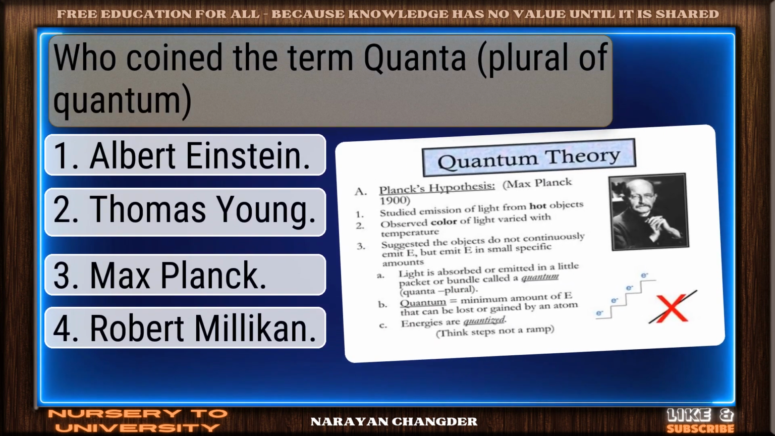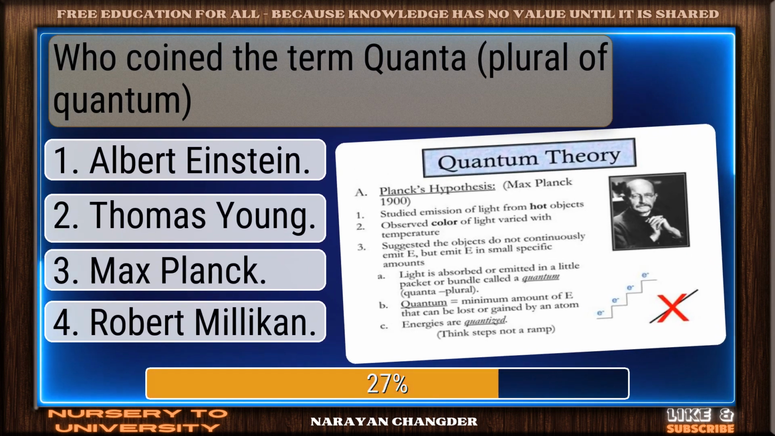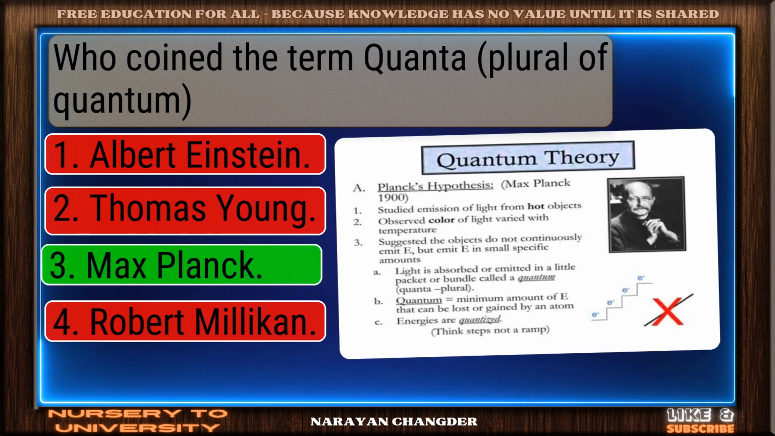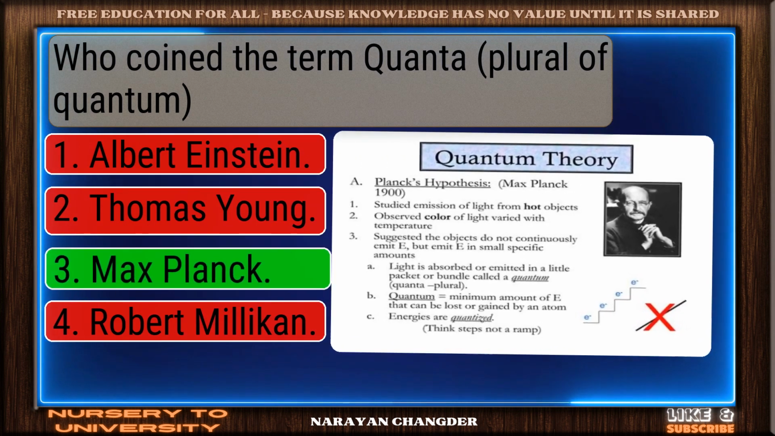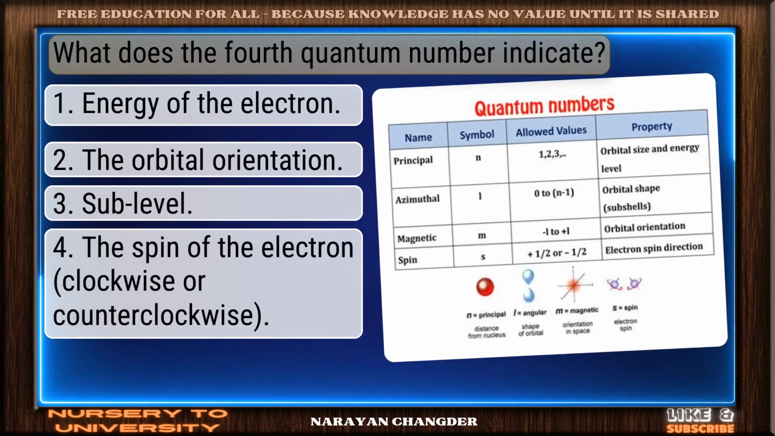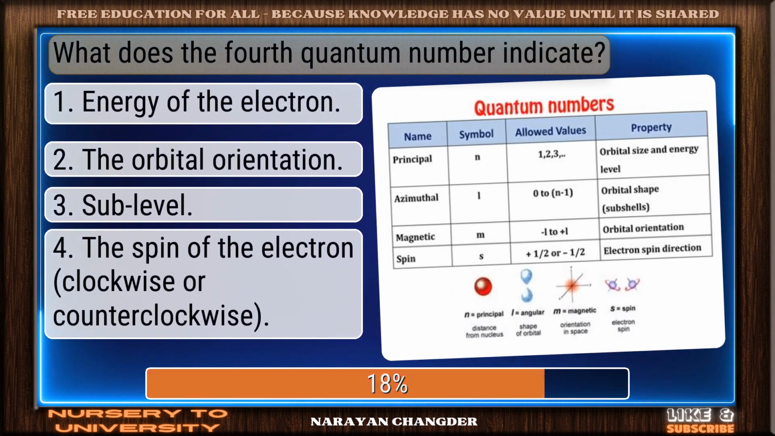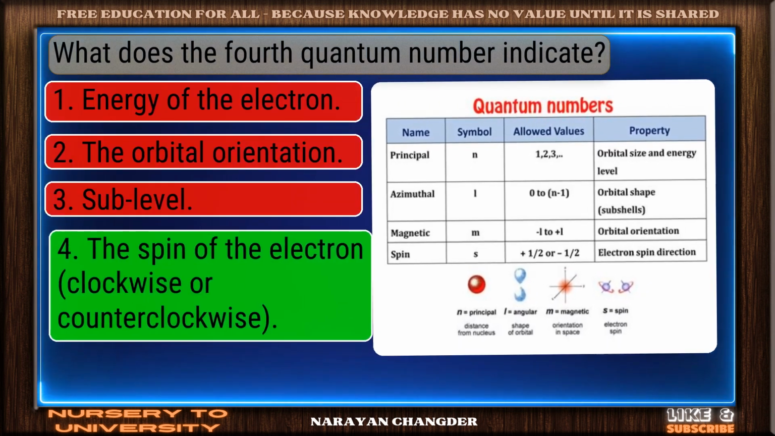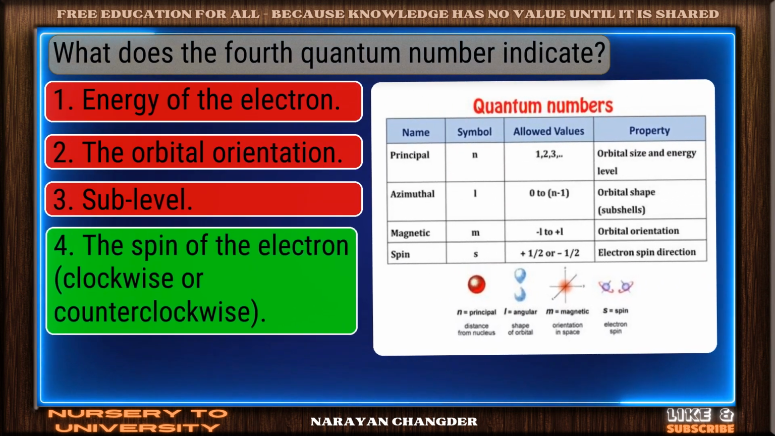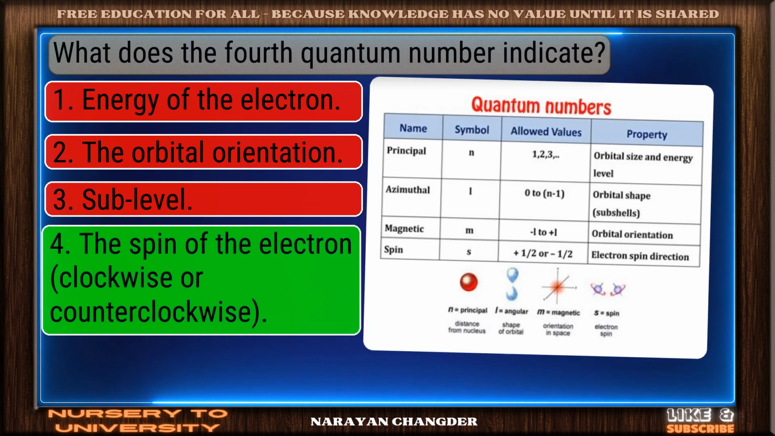Question number 33. Who coined the term quanta? Correct. Max Planck is the right answer. Question number 34. What does the fourth quantum number indicate? Correct response. The spin of the electron is the most accurate answer.